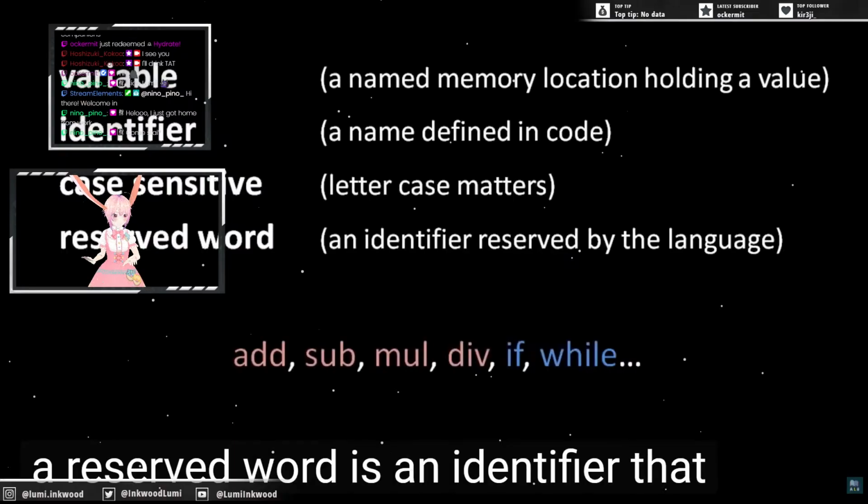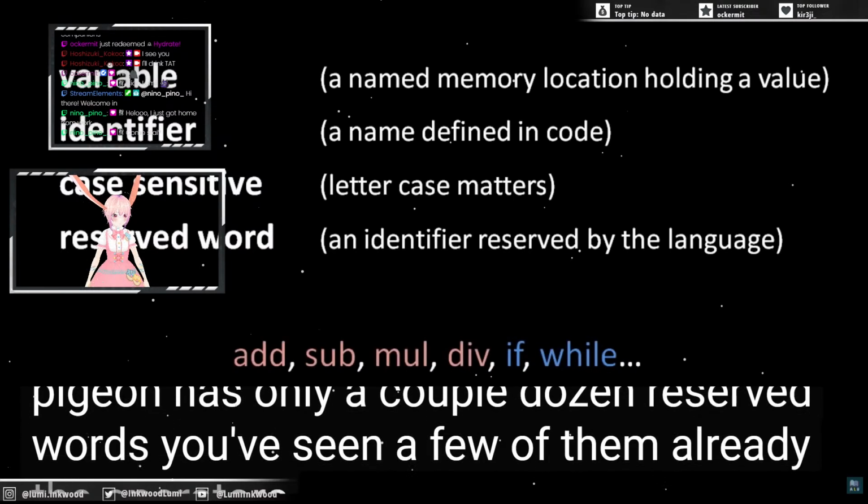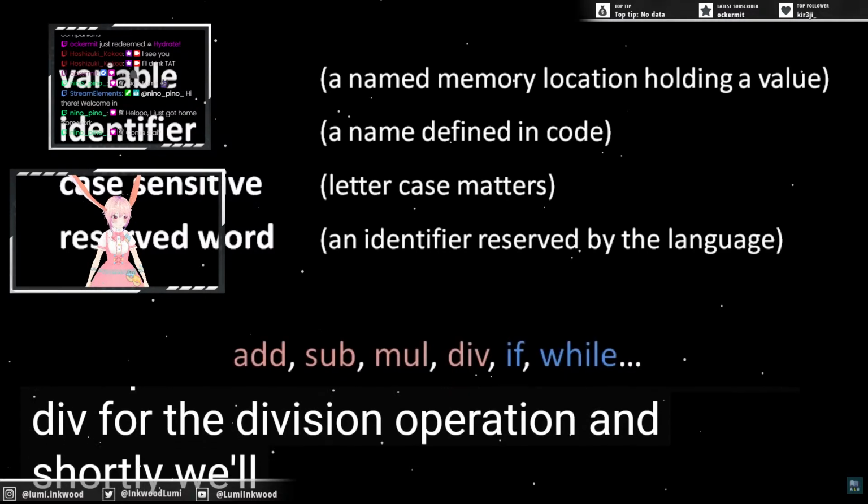A reserved word is an identifier that is specially reserved by the language. That is, you're not allowed to use that word for your own identifiers. Pigeon has only a couple dozen reserved words. You've seen a few of them already. The operators add, sub, mul. There's also div for the division operation, and shortly we'll introduce a few more.